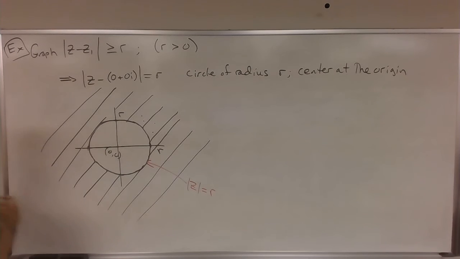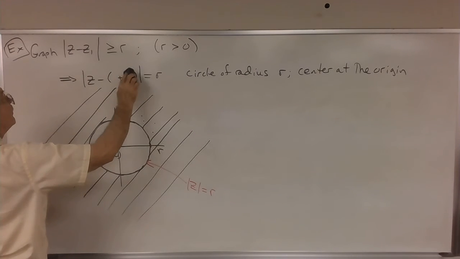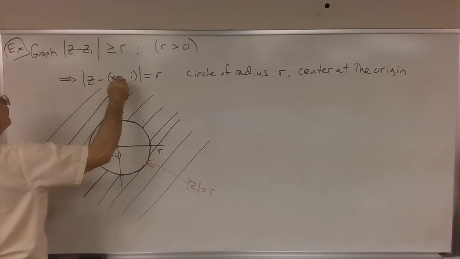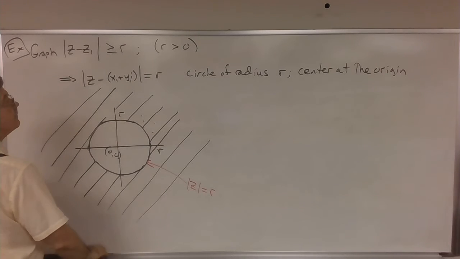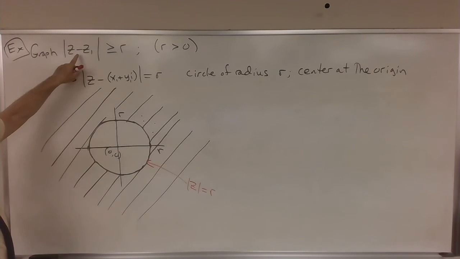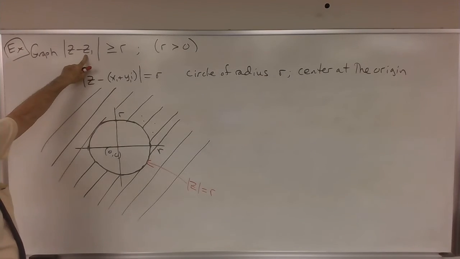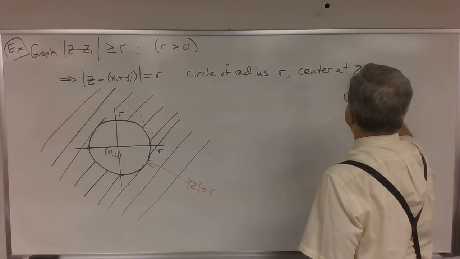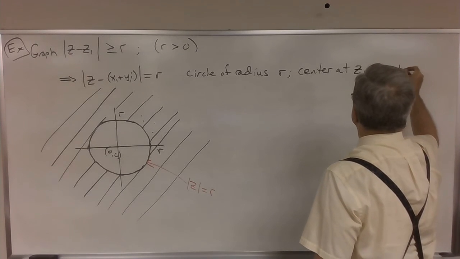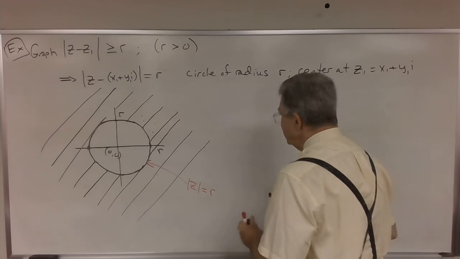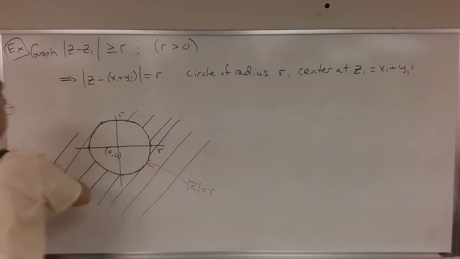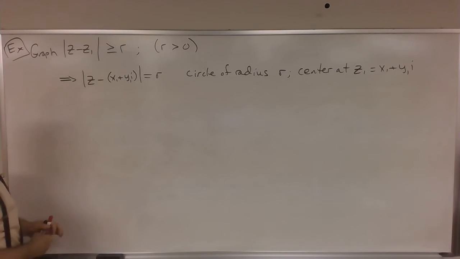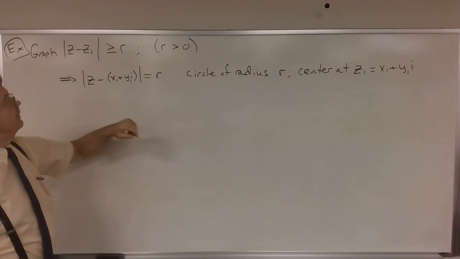Yep, I just had to generalize it a little bit. This is a circle of radius r with center at z1 equal x1 plus y1i. And I guess more correctly, I should say the boundary of this region is a circle of radius r, center at z1.